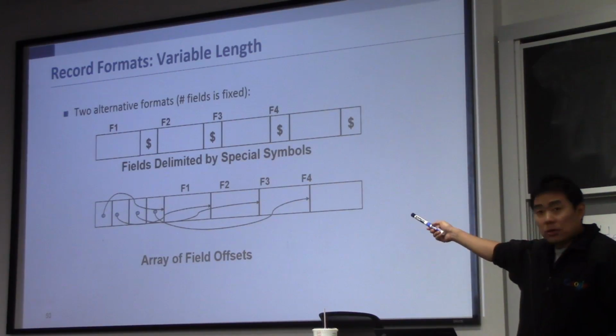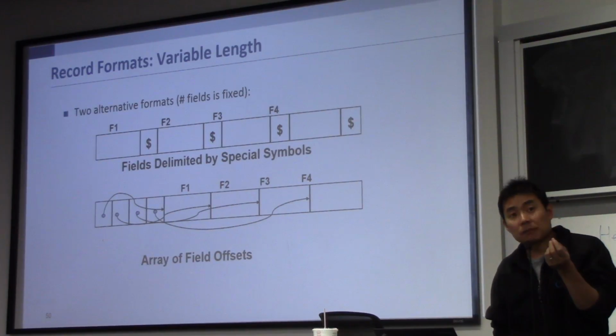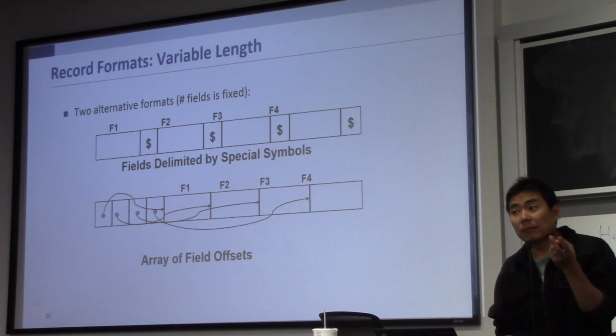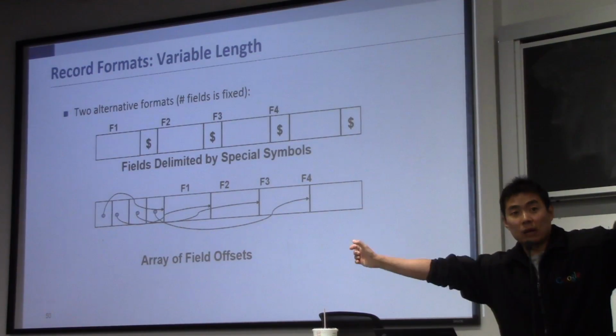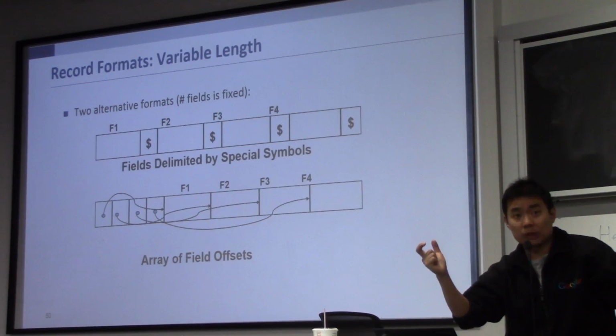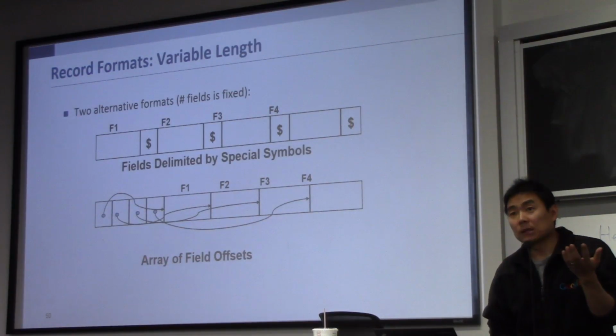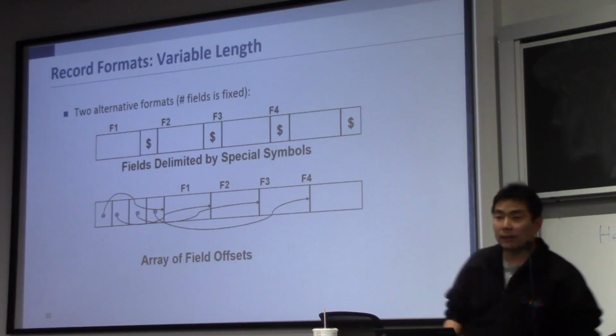However, in the second approach, these pointers are offset values, which are integers. You need at least maybe 2 bytes, or maybe even 3 or 4 bytes, depending on how large your record length is, the largest offset value you need to encode. That's definitely more than just 1 byte. 1 byte can only encode values up to 255 in decimal. Does that make sense? So the overhead is slightly higher.